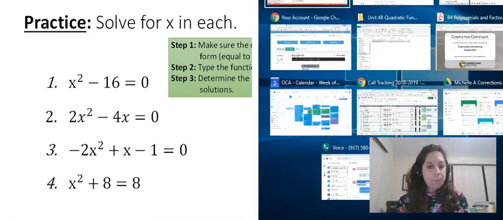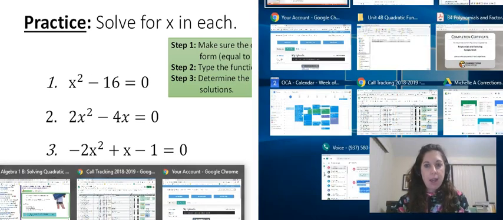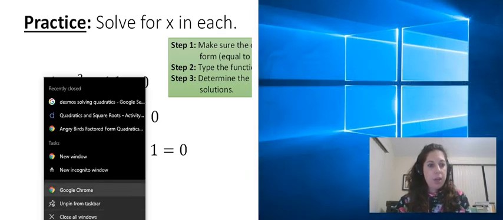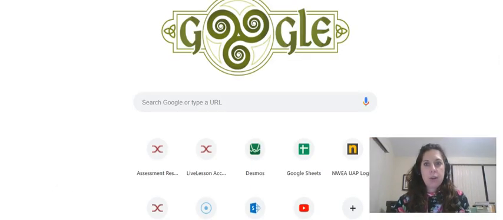So let's go ahead. I don't have Desmos open, so let's open it real quick. Let's graph a few examples.